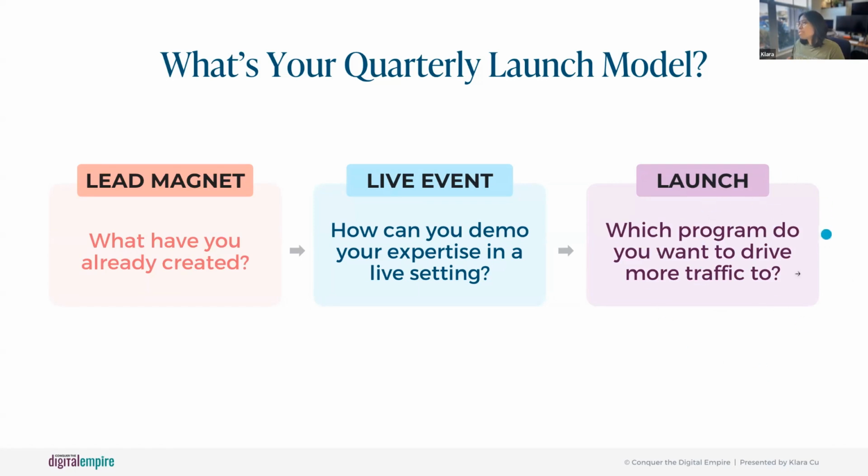And then for the launch element, just ask yourself, which program do you want to drive more traffic to? Now, if you only have one program, that answer is pretty straightforward. It's the one that you have. But if you happen to have multiple programs or products that you're deciding between, that's a question you can ask yourself to decide which one to focus on for the quarter. You could think of alternating it, like maybe program one gets focused on quarters 1 and 2, and your other program gets focused on for quarters 3 and 4.